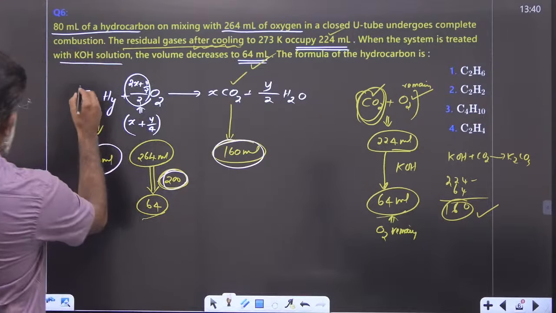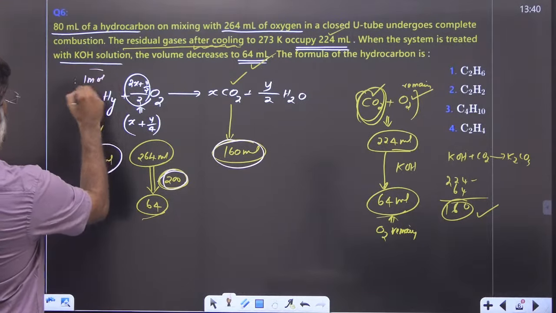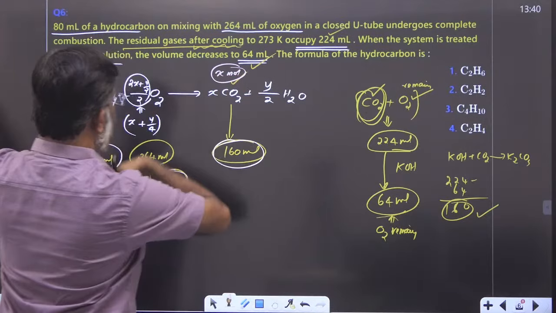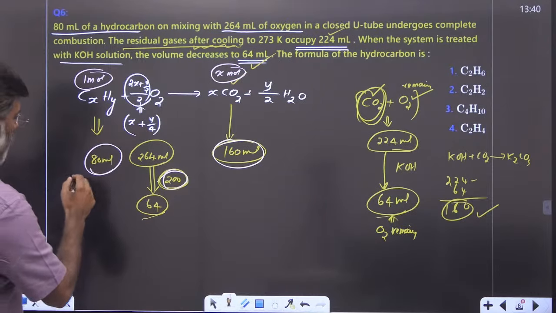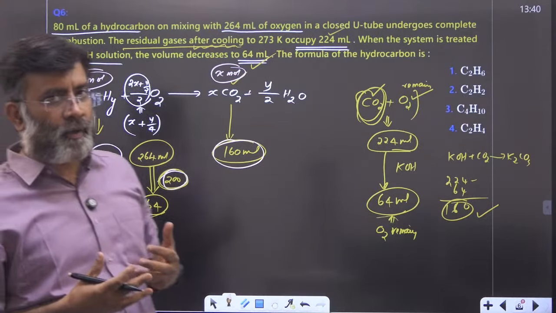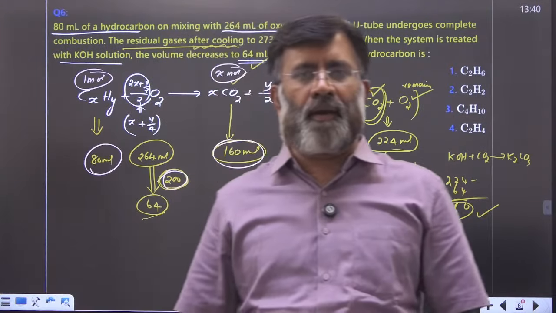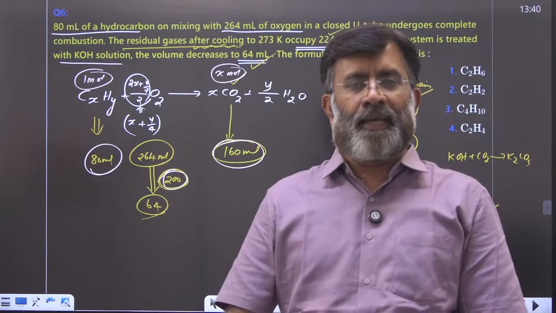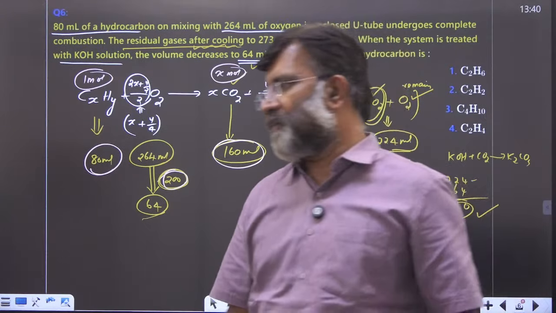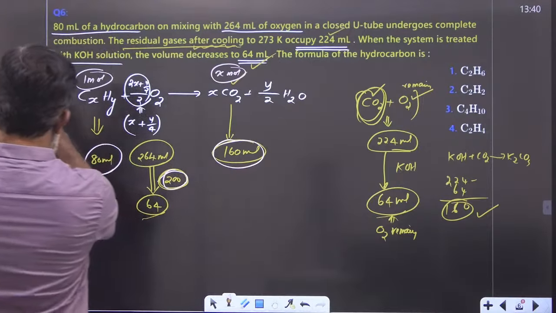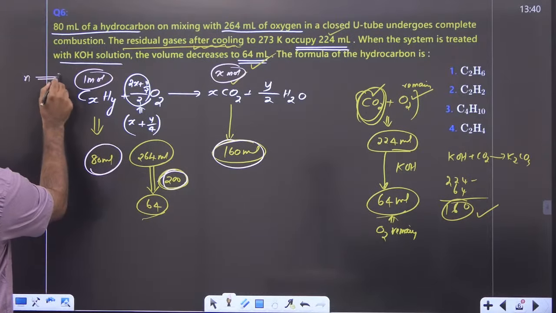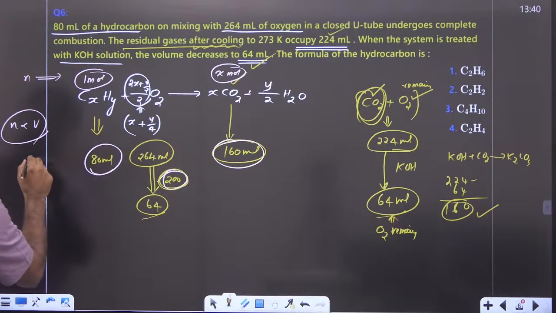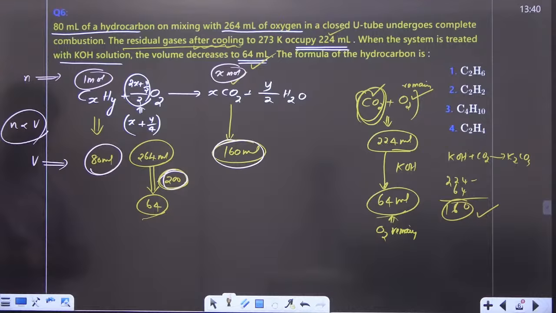You say 1 mole of this produces X moles of this. Now, number of moles can be related to volume, by Gay-Lussac's law of gaseous volumes. So number of moles and volume are directly related. You can deal in terms of volume.